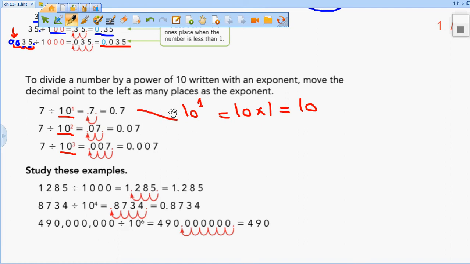And here, 10 to the power of 2 means you have to multiply the 10 by itself 2 times. Don't forget, don't multiply it by 2. You have to multiply 10 by 10 2 times, so your answer becomes 100. Sometimes some students multiply 10 by 2, so the answer is 20.